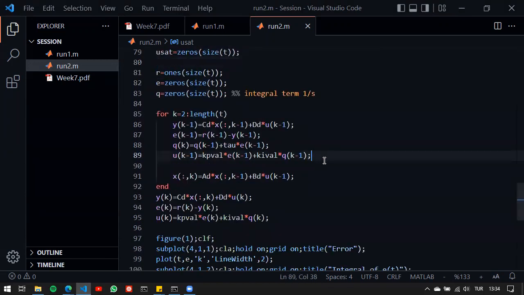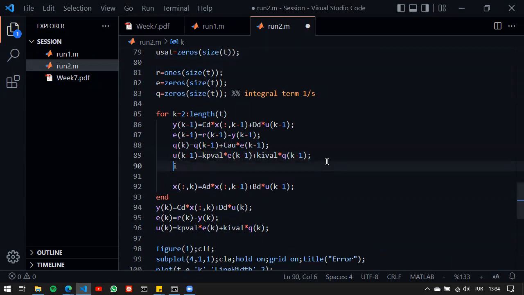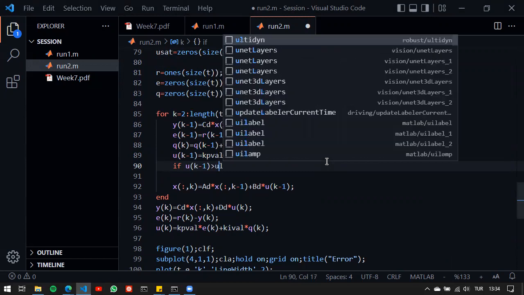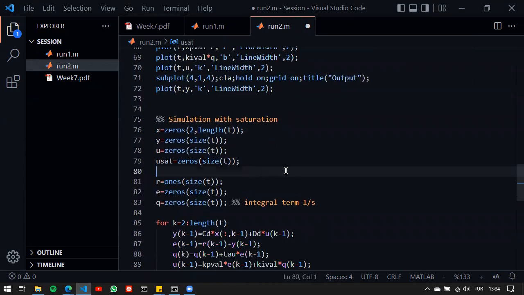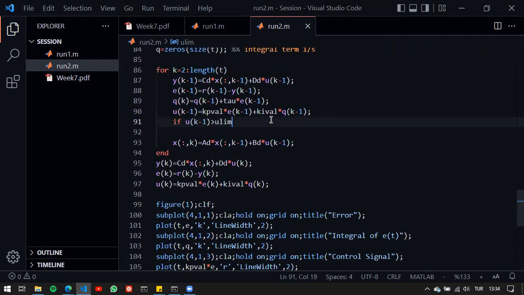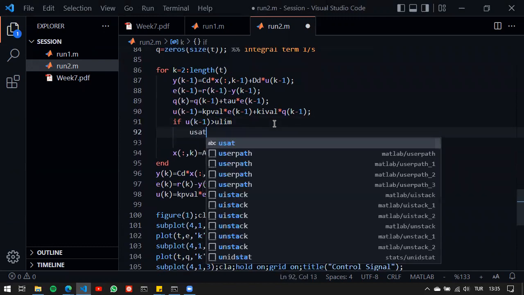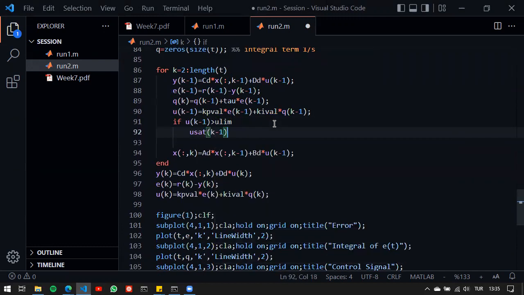Now here, once we've calculated it, it will be very easy to saturate this U here, this control signal, because if U at this time instant is bigger than a certain limit, let's call it U lim, and let's define this U limit. For now, let's define it 0.7. So if it's greater than U lim, what we need to do is assign U sat k minus 1, which will be the output. The output should be equal to this limit here.